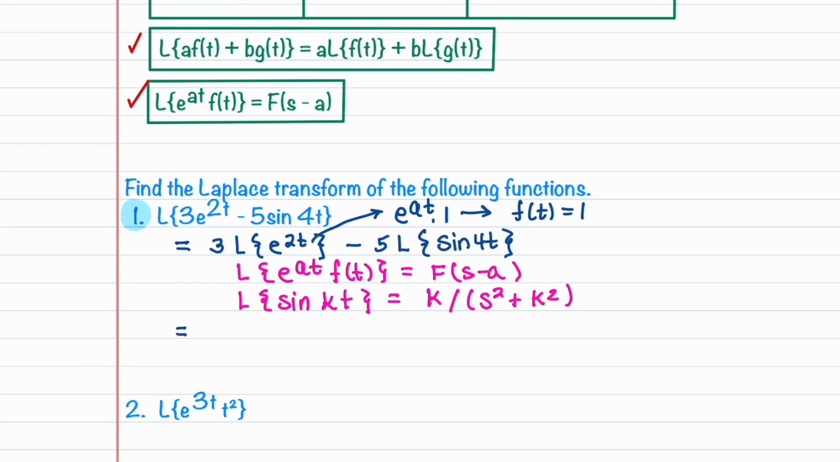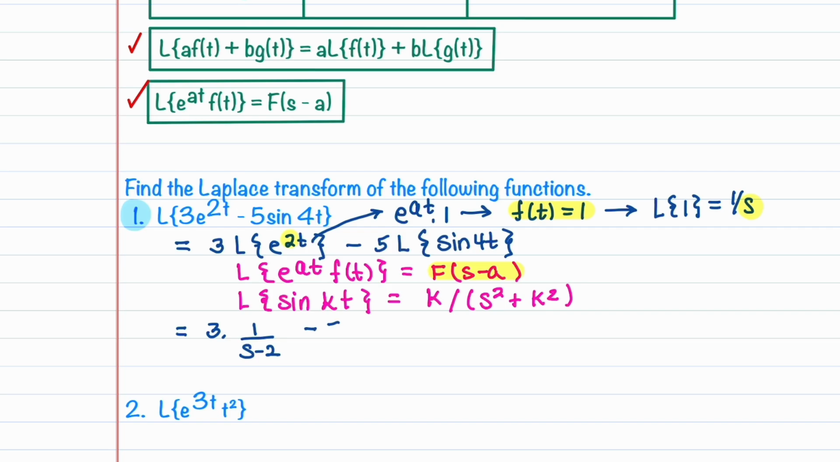Now let's see what this equals. We have a 3, and the Laplace transform of e to the 2t is going to be F of s minus a, where a is equal to 2, and our f of t is equal to 1. So let's write down up here that the Laplace transform of 1 is equal to 1 over s. So our s is going to become s minus 2. This gives us 3 times 1 all over s minus 2. I think that was the hard one.